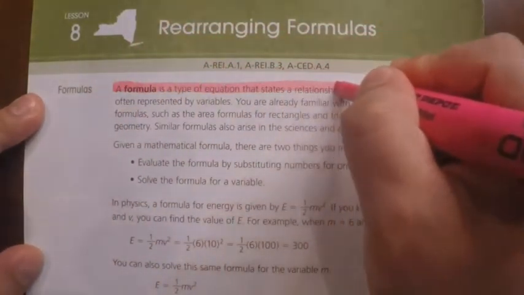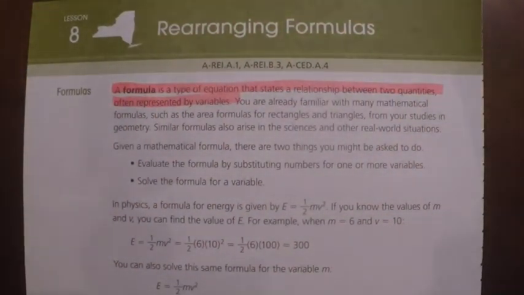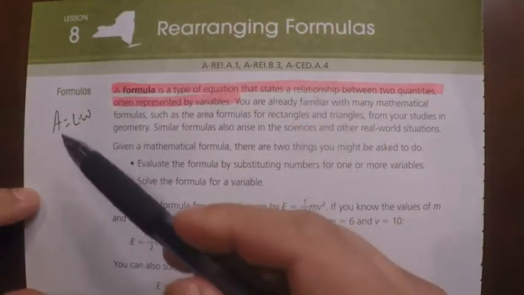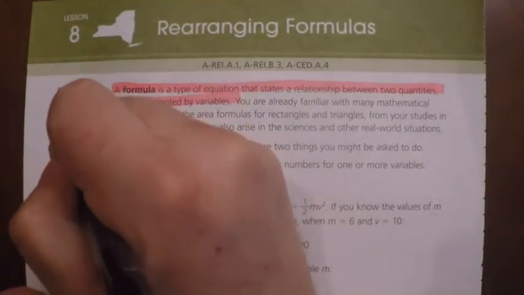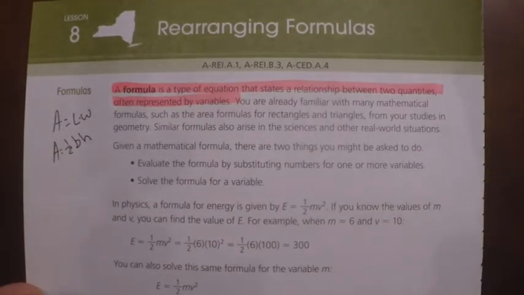So here, formula representing the relationship between quantities, often represented by variables. So then it goes on to say, you're already familiar with many mathematical formulas, such as area formulas of rectangles and triangles, right? So the area of a rectangle: area equals length times width. This here is a formula. Area of a triangle: area is equal to 1/2 base times height. Another formula.